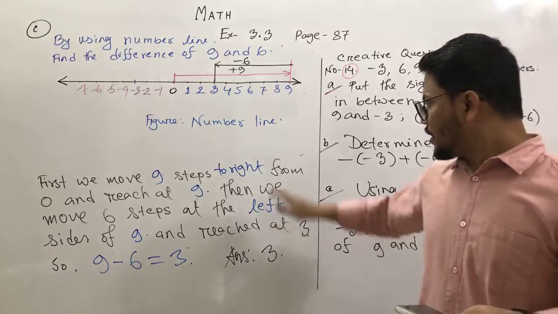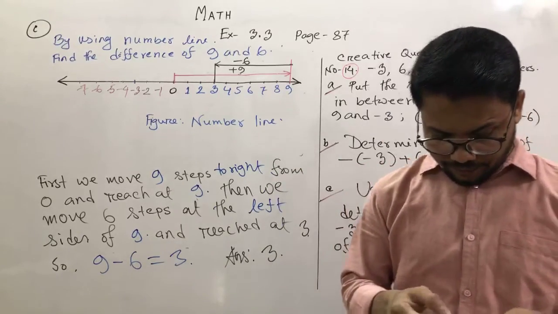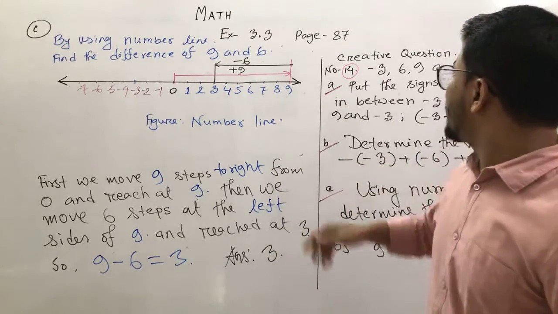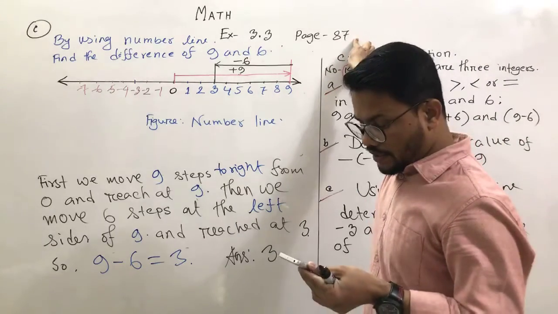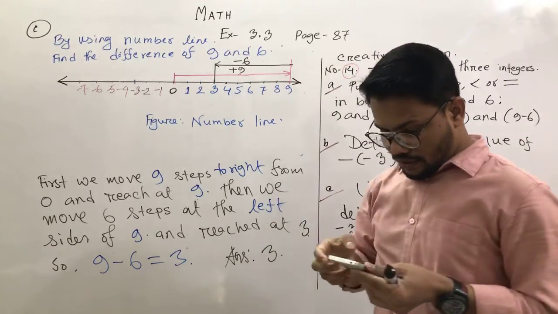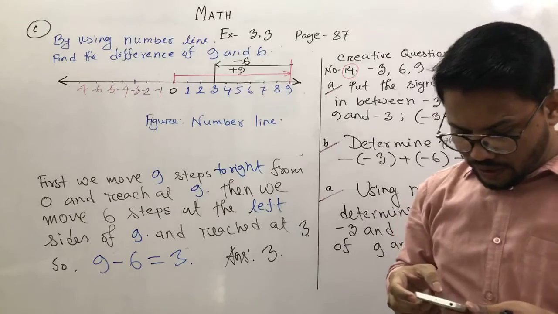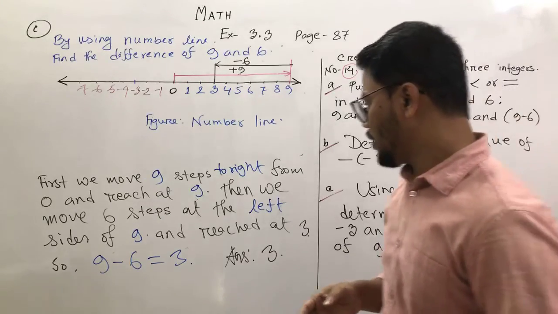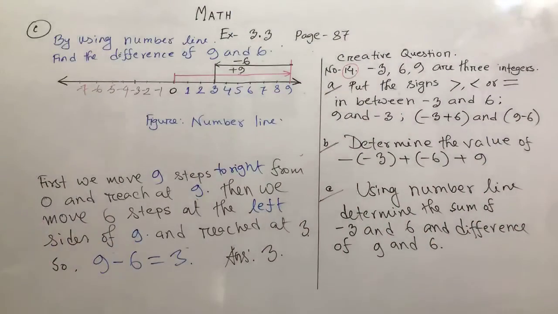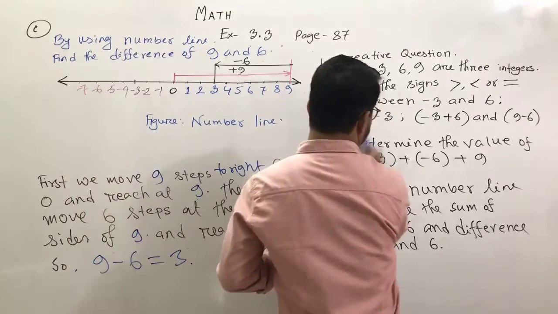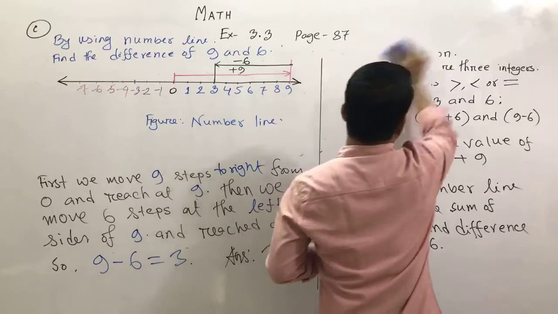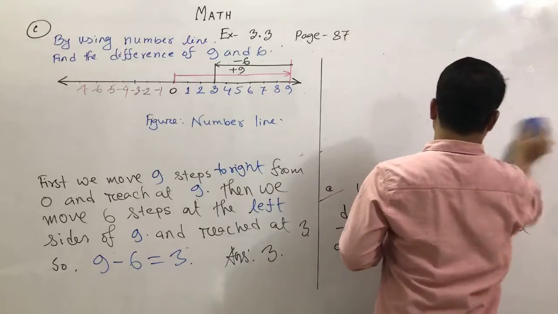Sir, this is the solution line here. What is the page number? The page number is 87. Dear students, sir, why is 6 negative here? Okay, we can use two different methods here. You can write two different steps.